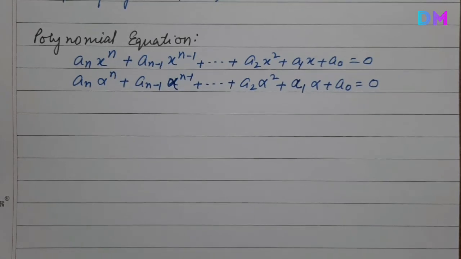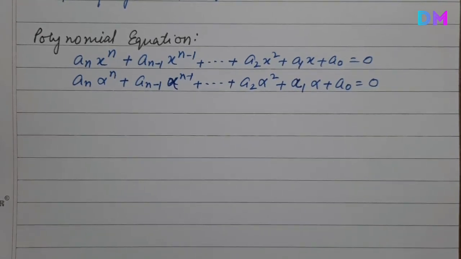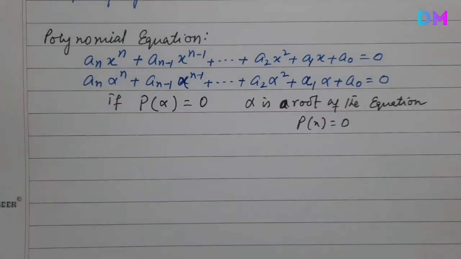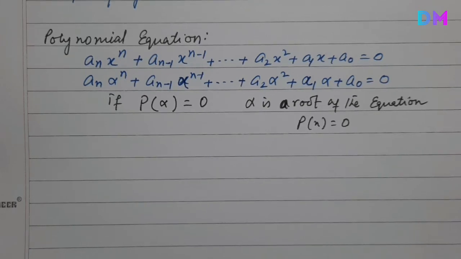Now if x equals alpha satisfies this equation, then the value alpha is called a root of this equation. Therefore, if we consider the polynomial as p(x), and for x equals alpha, p(alpha) comes 0, then alpha is called a root of the polynomial equation p(x) equals 0. Therefore the roots of a polynomial equation and the zeros of the polynomial are the same.